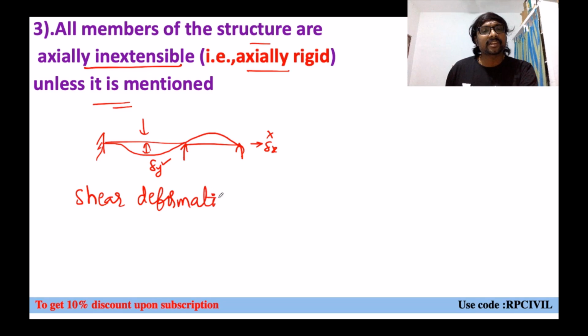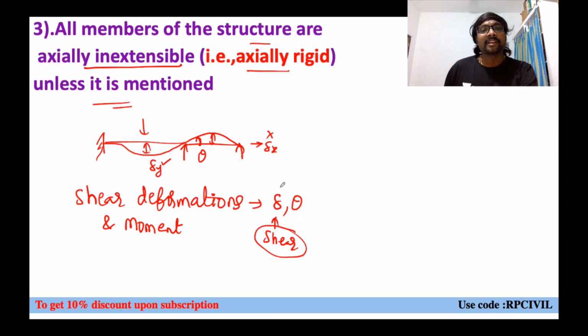So what are these shear deformations you can consider now? And they include moment deformations also. So you will be getting some slope here and you'll be getting this vertical deflection here, right? These are your shear deformations and these are your moment deformations. Means deflection as well as rotation. Only shear deformation will be considered. Axial deformations are neglected here, right?